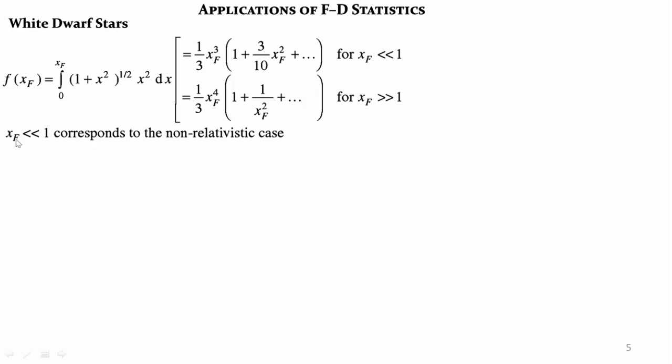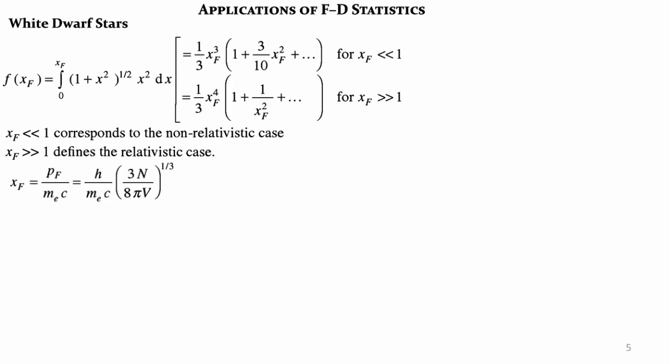Now, what does this physically mean? x_f being very less than 1, this one, what does this physically mean? This actually corresponds to the non-relativistic case. And x_f being very much larger than 1 actually refers to the relativistic case. Why so? Let us look at this expression.